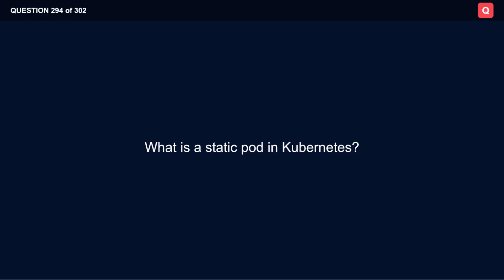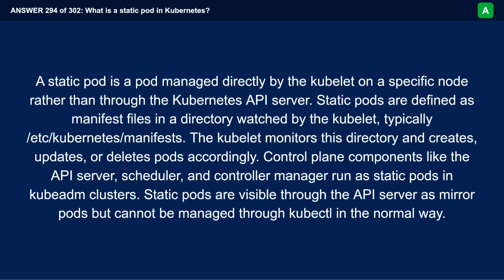What is a static pod in Kubernetes? A static pod is a pod managed directly by the kubelet on a specific node rather than through the Kubernetes API server. Static pods are defined as manifest files in a directory watched by the kubelet, typically /etc/kubernetes/manifests. The kubelet monitors this directory and creates, updates, or deletes pods accordingly.